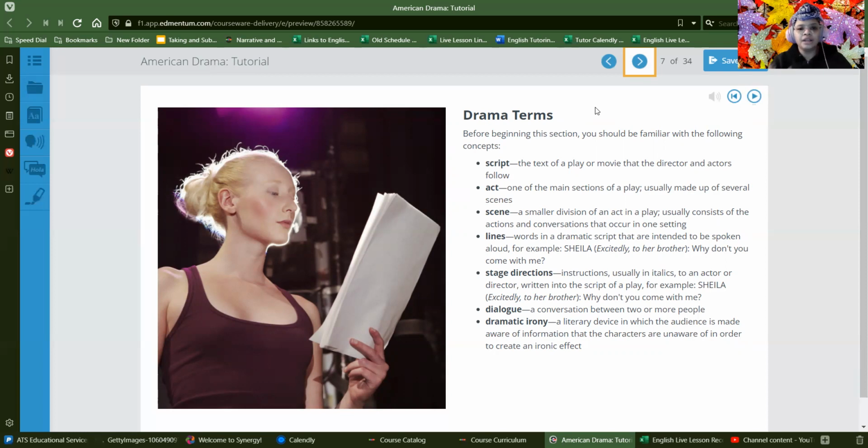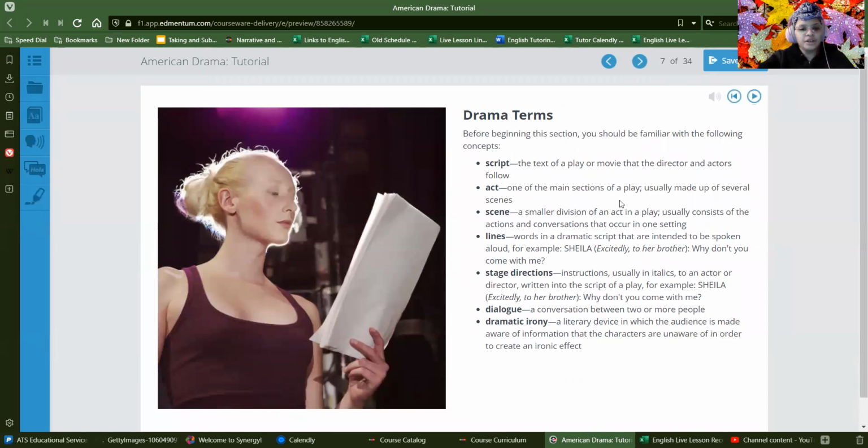The next is lines. Lines are just the words that are intended to be spoken out loud during a play. We all kind of know what lines are, but this is just important. They give you an example here of an excerpt from a play, the actual script. And it's the part after the colon, "Why don't you come with me?" That is the actual line.